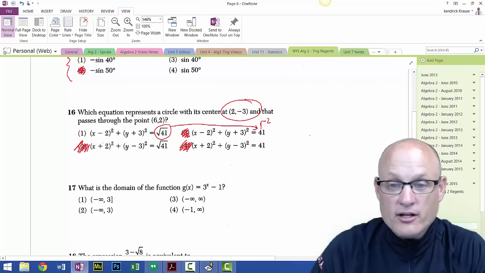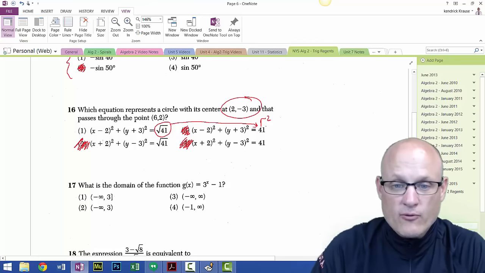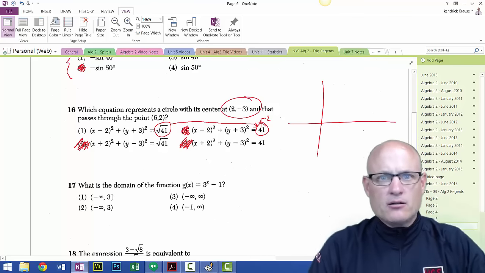If you don't like it, you could have drawn it all out, created a triangle, plotted those points, and found out that it was the square root of 41, or 41 was, oh, let me do it for you. Oh, my gosh. Stop asking.